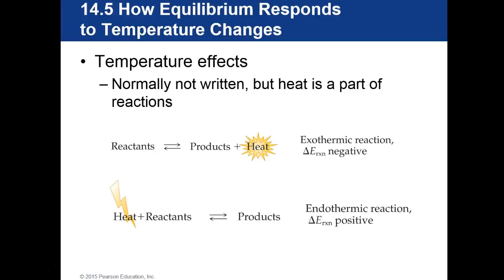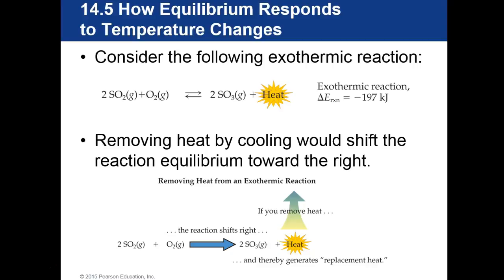Temperature also has an effect on our reactions. Reactants going to products plus heat is referred to as an exothermic reaction. We have the change in energy of the reaction being negative. Heat plus reactants going to products is an endothermic reaction. The change in energy of the reaction is positive. Let's consider the following exothermic reaction.